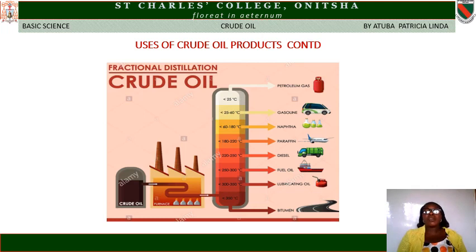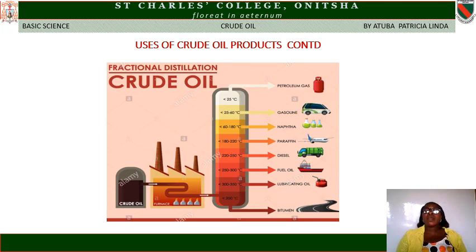When the crude oil is inserted into the furnace, it is heated at about 400 degrees centigrade, and different products are being separated. And these products are separated at different boiling points based on the products.